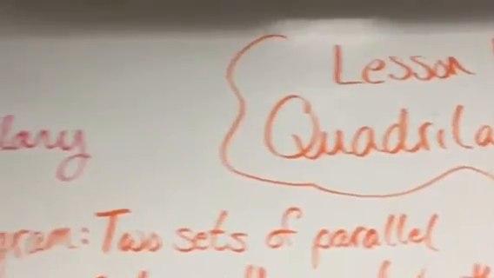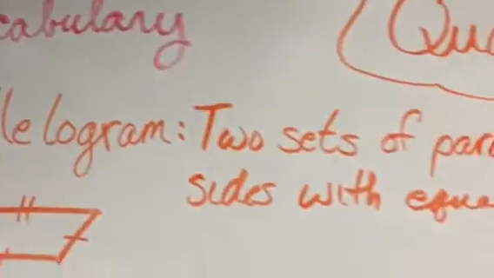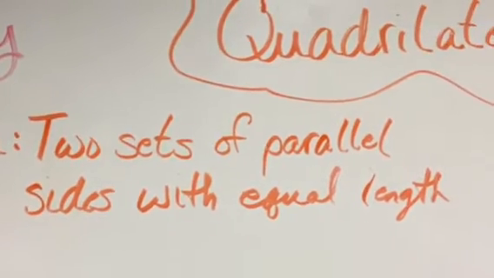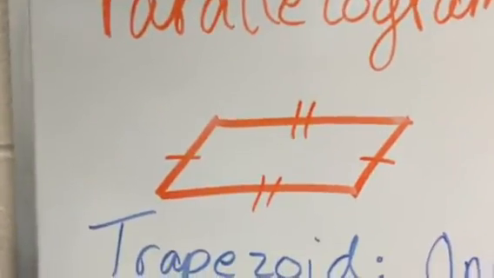So let's look at the vocabulary first. The first one is parallelogram. Parallelogram has something in it that kind of tells you what it is. The word parallel. Okay, it's two sets of parallel sides with equal length. This would be a picture of a parallelogram.